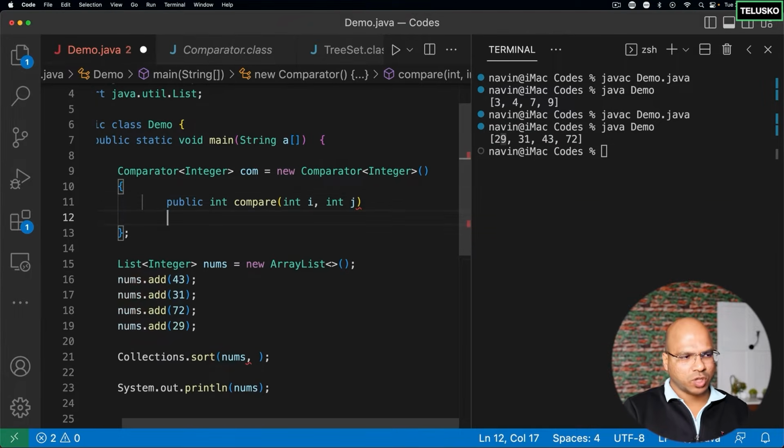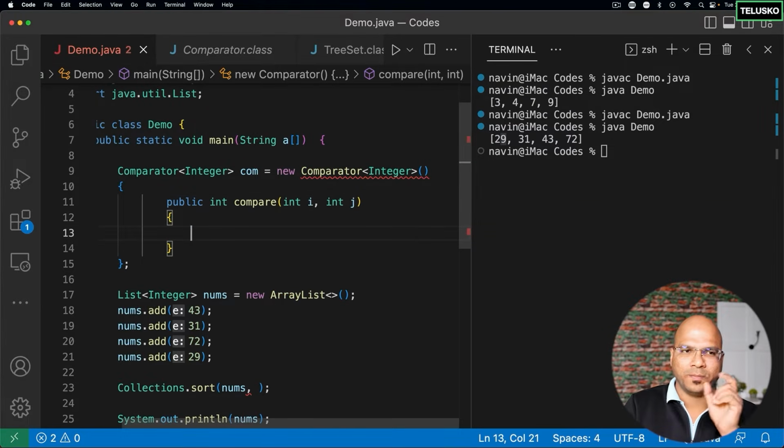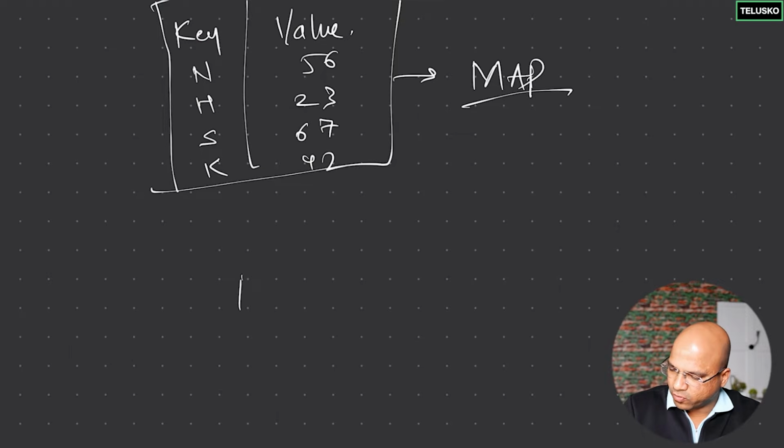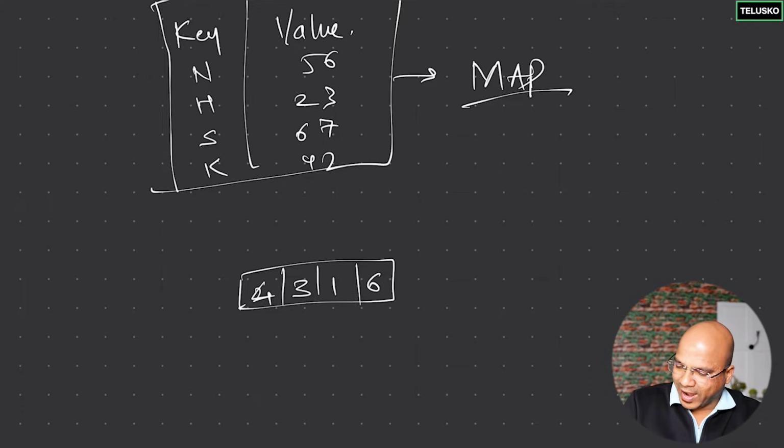See, when you sort values, normally you compare two values. Example, let's say I give you 4 values here: 4, 3, 1, 6. If I want to sort this, at one time I will compare two values. I want it to be ascending order, so the smaller value comes first and the bigger value goes second.